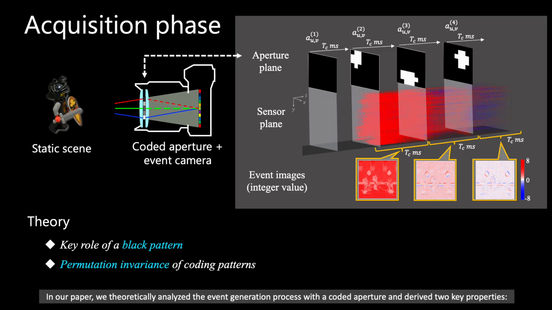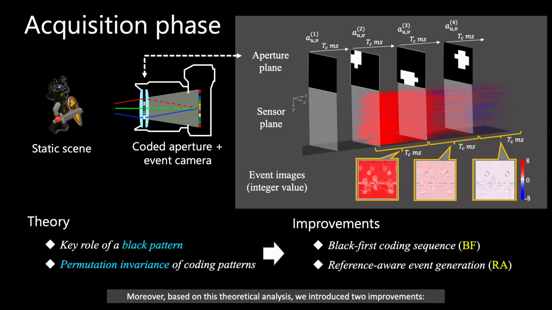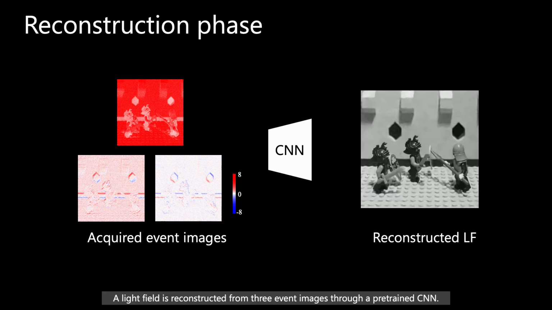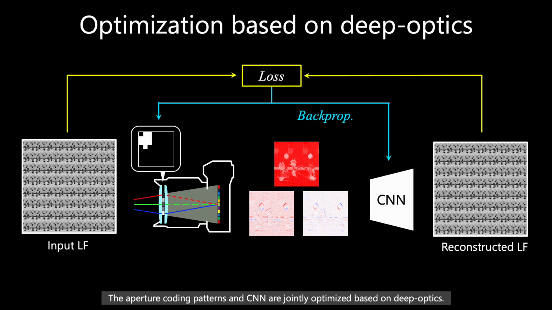In our paper, we theoretically analyzed the event generation process with a coded aperture and derived 2 key properties: the key role of a black pattern and permutation invariance of coding patterns. Moreover, based on this theoretical analysis, we introduced 2 improvements: black first coding sequence and reference-aware event generation. Please refer to our paper for more details. Next, the reconstruction phase. A light field is reconstructed from 3 event images through a pre-trained CNN. The aperture coding patterns and CNN are jointly optimized based on deep optics.